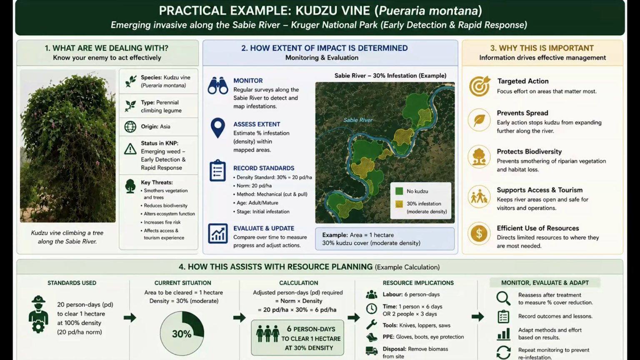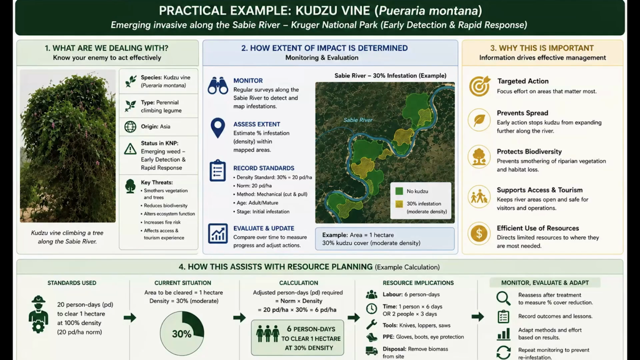So the next phase will be to determine the extent of the impact. You would then collect your data or estimate your infestation within the system or along the river. In this particular case, I'll make an example of a Gutu vine infestation of 30%, and a standard of 20 person days per hectare if we're using mechanical control to control this particular species.